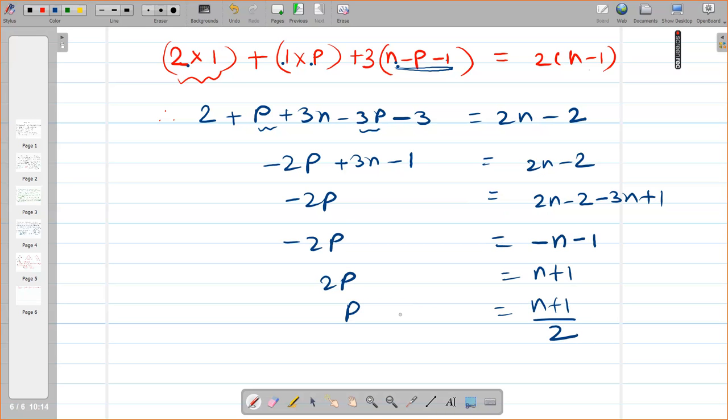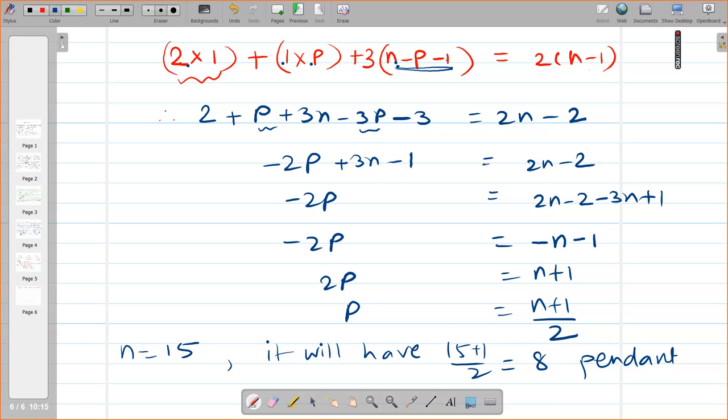Have you understood it? Yes, ma'am. So if suppose n is equal to 15, then it will have (15 plus 1) by 2, that is 8 pendant vertices. Anyhow you draw it, you will have 8 pendant vertices in that, vertices of degree 1.